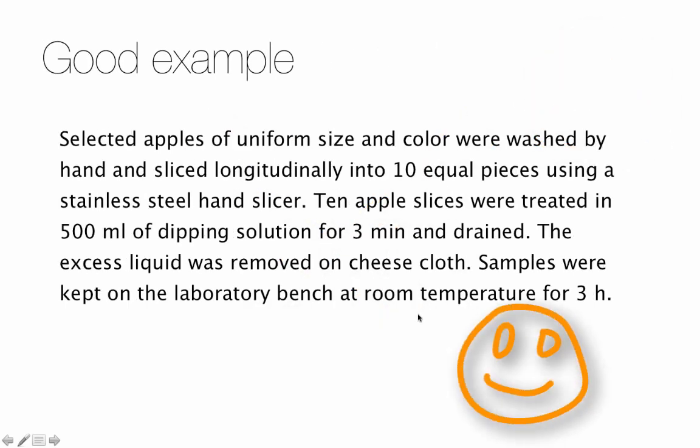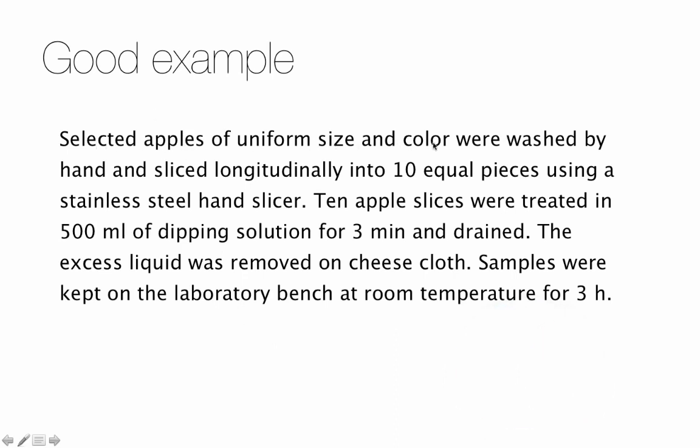Finally, here's the good example. This is the actual paragraph from the research paper again. Using passive, selected apples of uniform size and color were washed by hand and sliced longitudinally into 10 equal pieces using a stainless steel hand slicer, and so on. So you can see that in this example, passive is used so that we don't have to say we, and we don't connect the sentences with first and then and then. It's not a story. You're just explaining the important points about how the apples were prepared, so that if someone else gets a different result, they might say, oh, well, in my research we dipped for 10 minutes and these people only dipped it for 3 minutes. Maybe that's why my results are different.